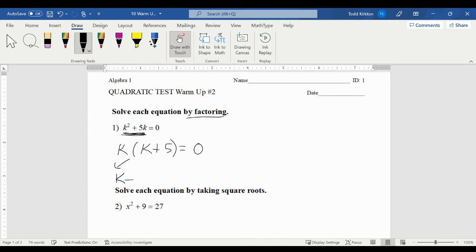So one solution is 0. And the other solution I set equal to 0, and I get k equals -5. So 0, -5 are the solutions.